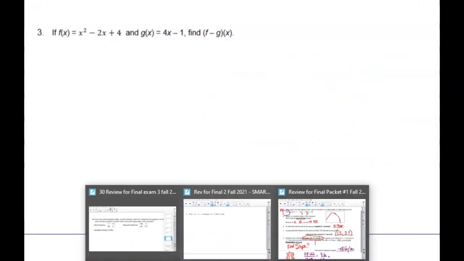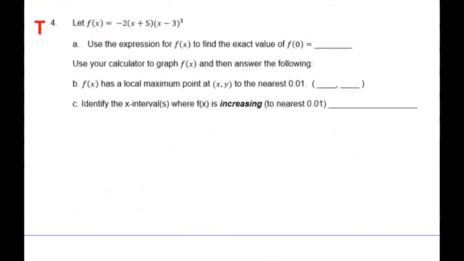Any question on that one? All right. It says use this expression to find f of 0, so you're putting a 0 in for everything. So you'd have negative 2, 0 plus 5, 0 minus 3 cubed. But later it asks you to put it in your calculator, so you could start with it in your calculator. It doesn't matter.